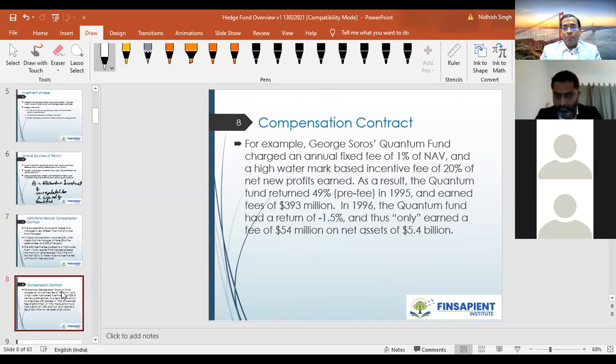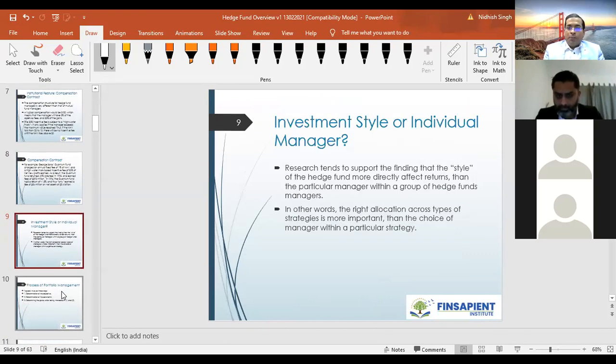So essentially, this is again the compensation and the fee part. We can skip these ones.